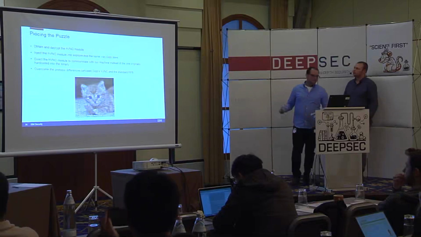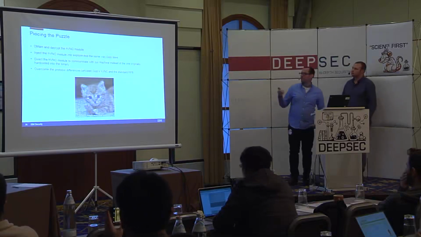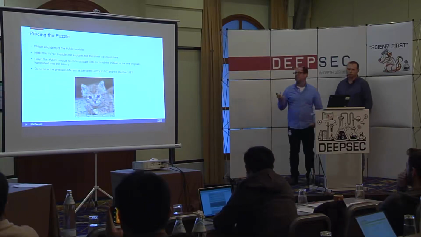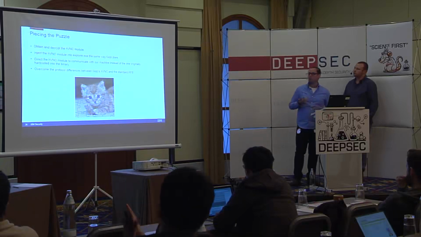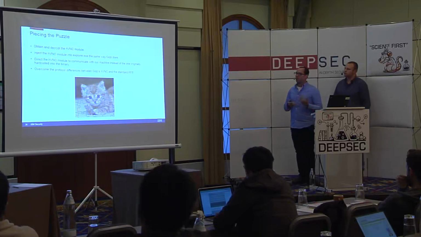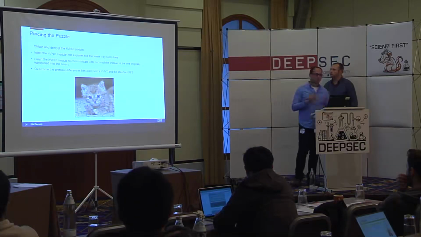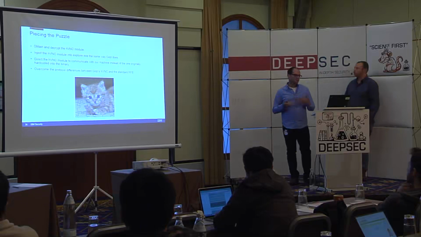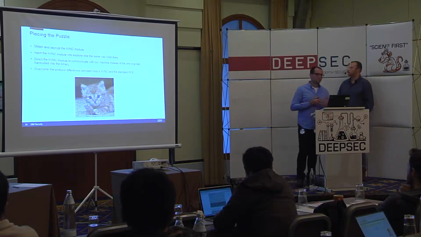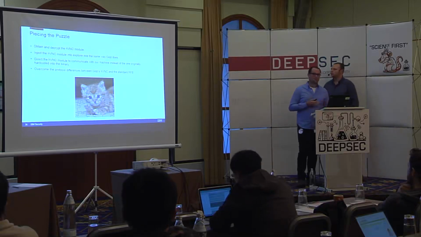Okay, we're about to get to the demo. Let's show how we piece the puzzle together first. What we had to do is obtain and decrypt the hVNC module. We had to inject it into explorer.exe, the same way that Gozi does. We had to direct the hVNC module to communicate with our machine instead of the original one that is hard-coded in the binary. And then we had to overcome some protocol differences between Gozi hVNC and the standard RFB.